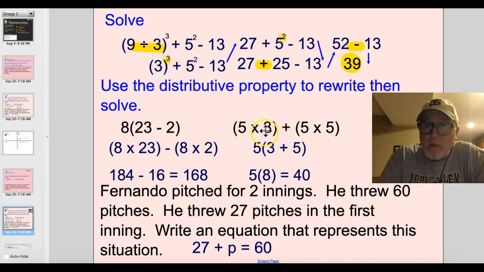This one here, rewriting this one is definitely easier for me. So 5 times 3 plus 5, well, 3 plus 5 is 8. 5 times 8 is 40. So in this case, it was more work. In this case, it saved me work.